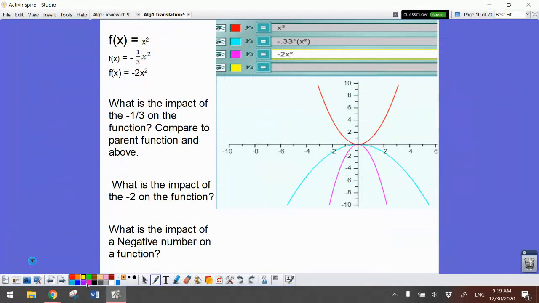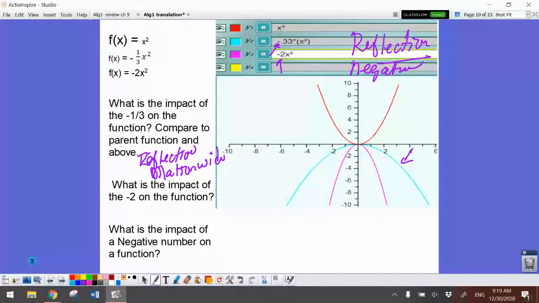Okay, so let's take a look at one more, and this one just pulls in the reflections. So this one we're talking about reflections, and we already know that the reason things reflect is we have a negative. So if I have a negative 1/3, which is this blue one, then I have a reflection and I have a dilation. And it's a dilation that's wide. If it's a negative 2, I have a reflection and I have a dilation that's skinny or narrow.